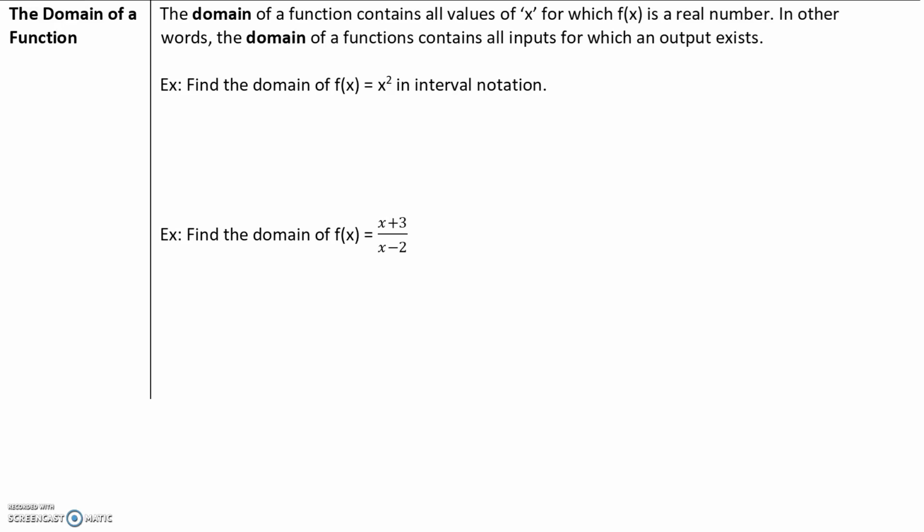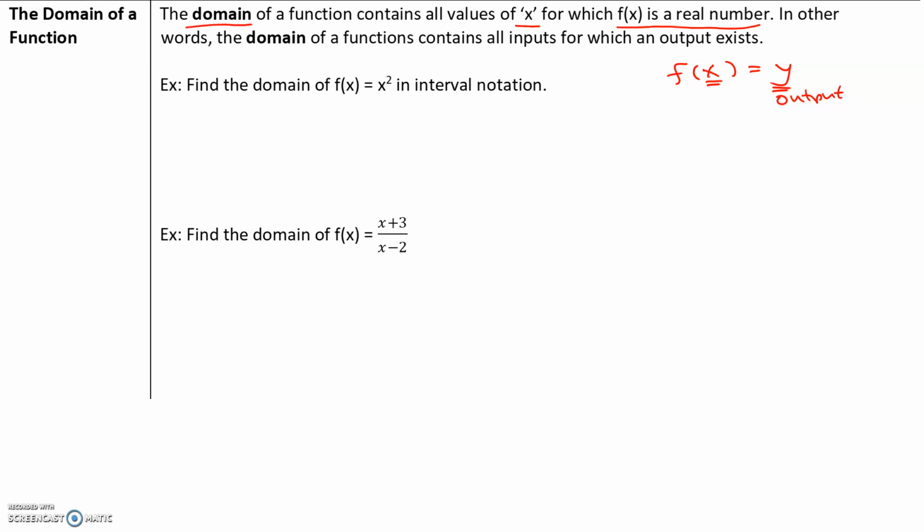Okay, now another important concept which will come up over and over again is the concept of a domain. So the domain of a function contains all the values of x, which are the inputs, for which f of x is a real number. Remember our notation? We got f of x equals y, where x is the input and y is the output.